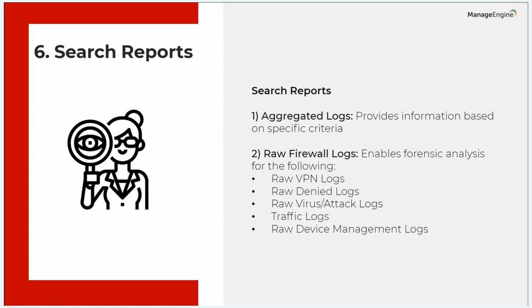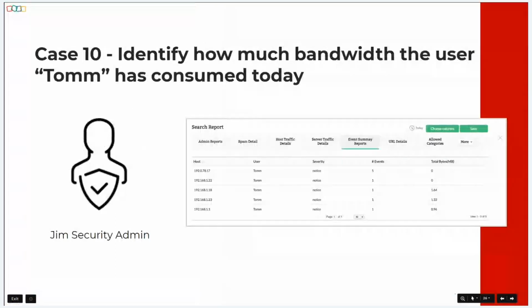So let me take you to the next slide where we give you a use case. And the first use case is for the aggregated search. And let's say that we have a user by the name Tom, and he's hogging all the bandwidth. And Jim has been asked to generate a report on exactly how much bandwidth that particular user is consuming and various other details about that one single user. So let us look at how Jim identifies the said information using the tool.